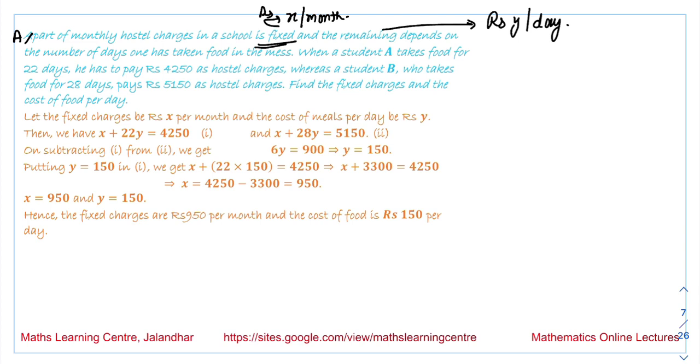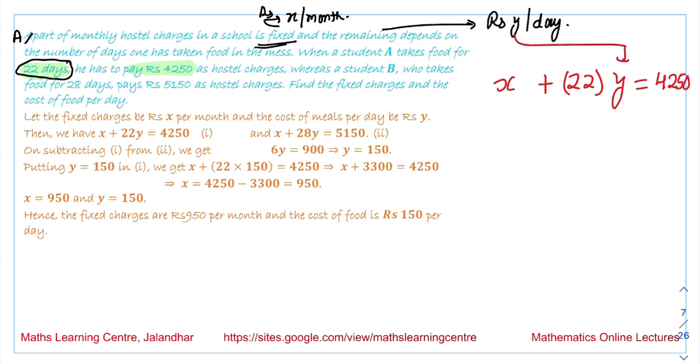When a student A takes food for 22 days, A has to pay rupees 4250. So the fixed charge x is there. He has taken food for 22 days and the cost of food is rupees y per day. The total money he has to pay is 4250 rupees.